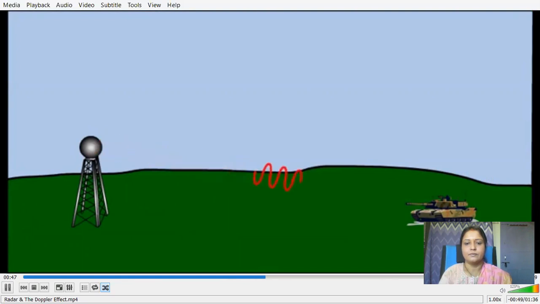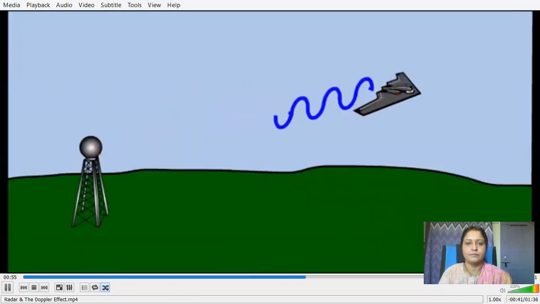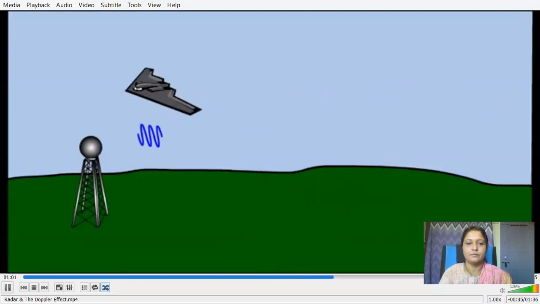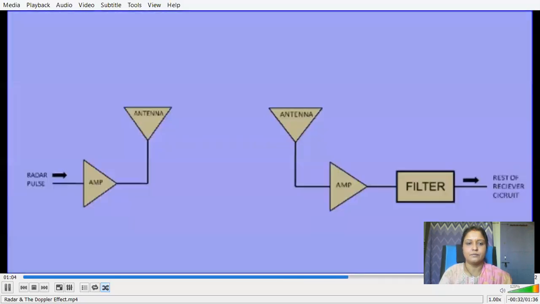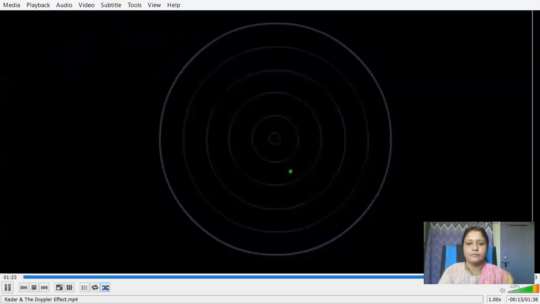When the pulse hits the stationary tank, it reflects back at the same frequency. However, when the pulse hits the jet as it is moving away, it reflects back with a lower frequency. Finally, as the jet returns, the pulse is reflected back with a higher frequency because the jet is moving towards the tower. All we need to do is add a filter to the radar receiver that eliminates returning pulses with an unchanged frequency. When a pulse returns with a changed frequency, it is allowed through the filter and onto the display. So now when we are tracking the jet on the radar, we only get the moving object with none of the clutter.